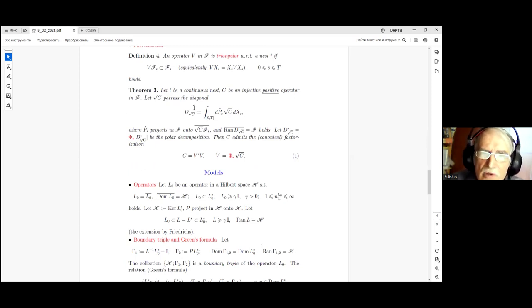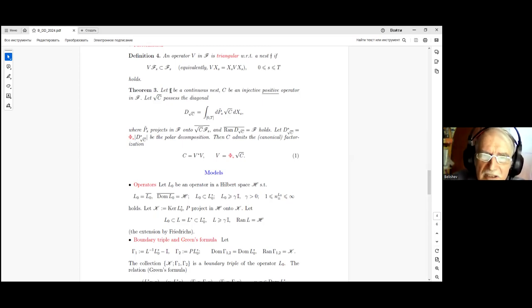And now we are able to formulate a theorem. We work in a Hilbert space F, and C is an injective positive operator. I would like to stress that we don't need C to be positive definite, just injective, just positive. Zero may be a point of the spectrum of this operator C. It can be not boundedly invertible. That's a principal difference with the classical construction.